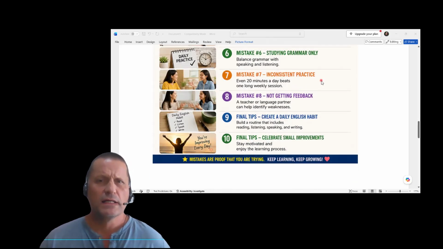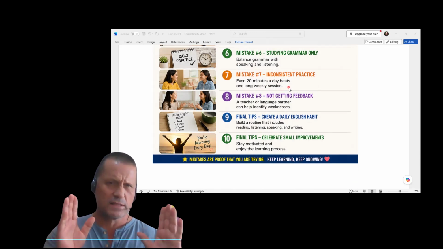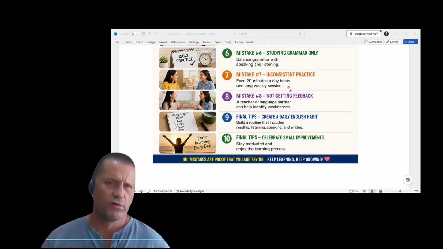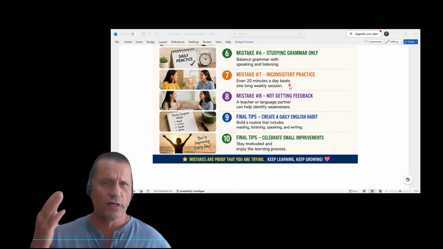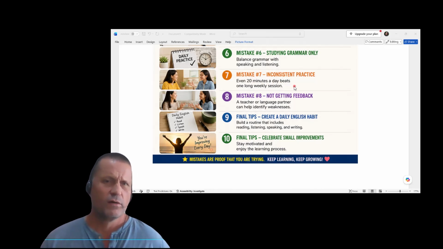Mistake number seven, inconsistent practice. Yeah, I always divide my private teaching up into at least 2 or 3 days a week, depending on their budget, right? Even 20 minutes a day beats 2 hours once a week, or even 1 hour once a week, right? Often I'll get some dedicated students, usually if they're young students, 25-minute classes is perfect for them, 5, 6, 7, 8 years old. But if they're older, they can generally do 40-minute to 60-minute classes. 2 or 3 times a week is ideal. And if budget is not a concern to them, do it 5 days a week or even daily.